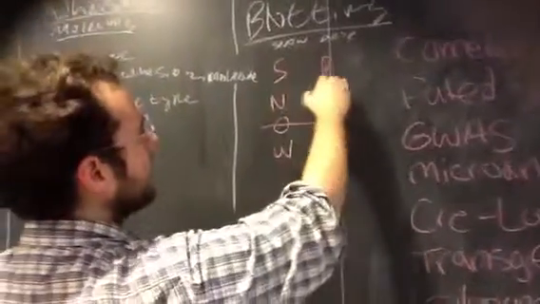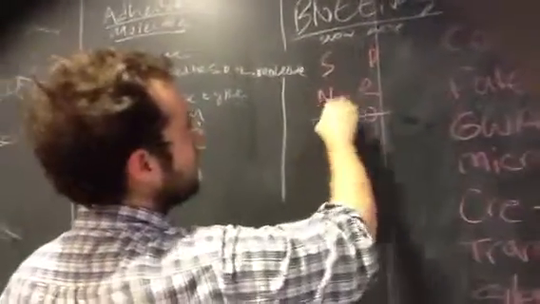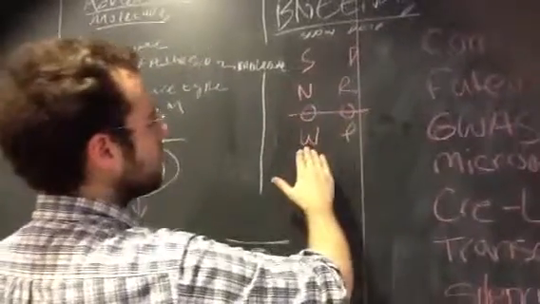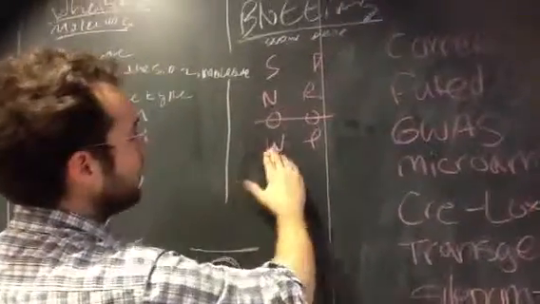So Southern blotting detects DNA. Northern blotting detects RNA. O is just a placeholder. And then Western blotting is for protein.